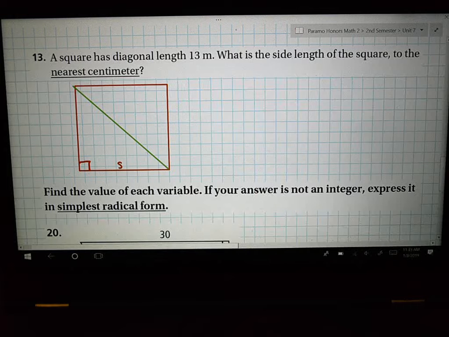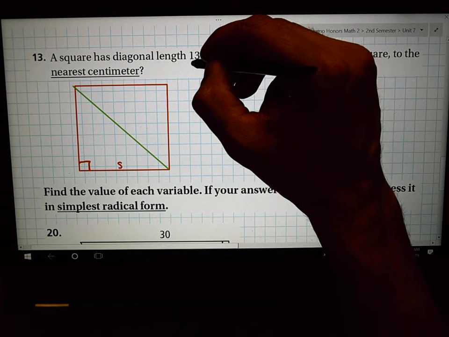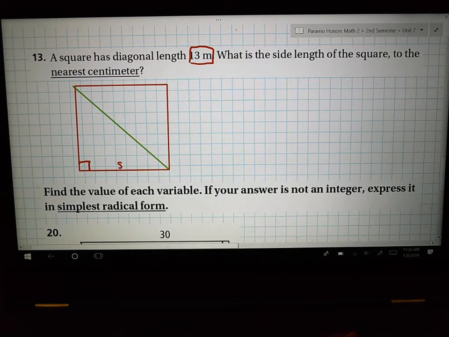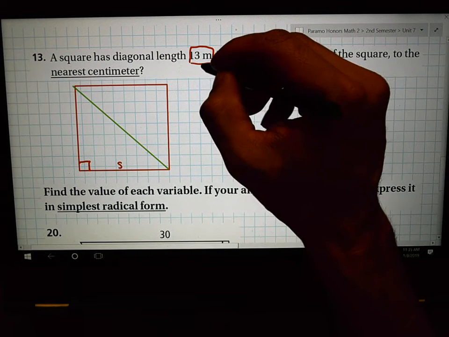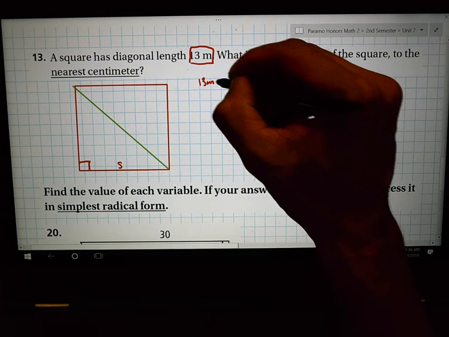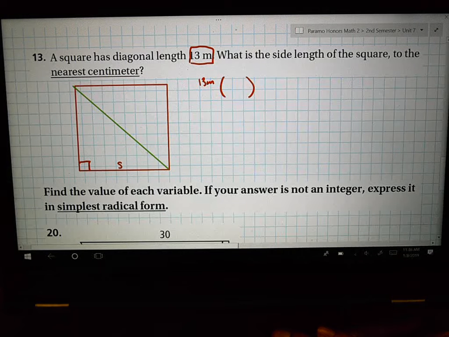A square has a diagonal length of 13 meters. What is the side length of the square to the nearest centimeter? Well, if the diagonal's length is 13 meters, and they're asking me to go to the nearest centimeter, I probably should know how many centimeters are in 13 meters. Let's use some science here, and some Math 1 or Advanced Math 8.